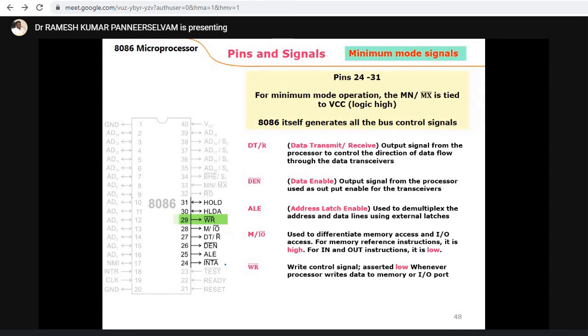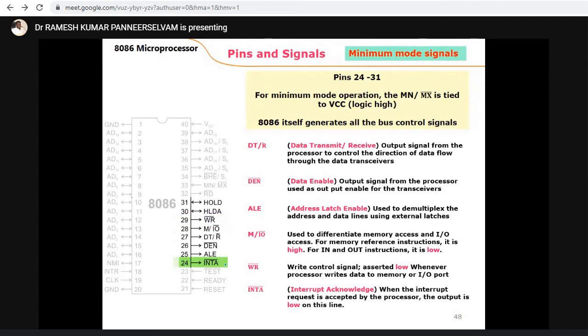Then we have the write operation. You know what a write operation is? Write is always going to be low, when writing data onto the memory at the specified location, or sending data to an output device through the IO ports. Then it is called the write signal.